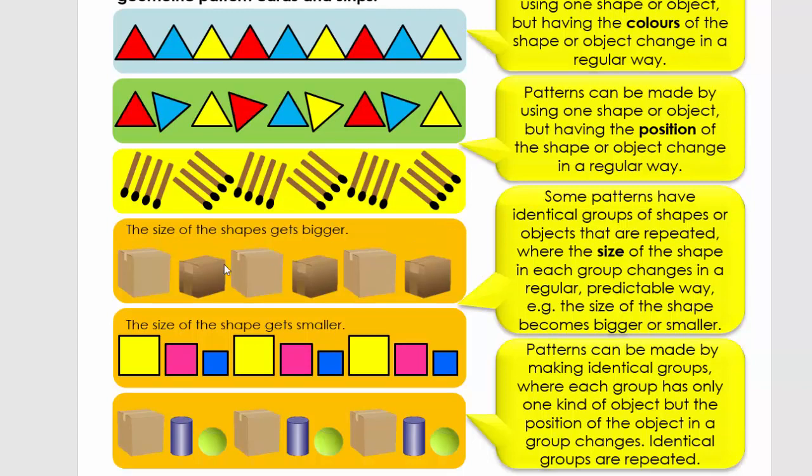Then the next type of pattern, and it's always nice if you use concrete resources here, is where you use different sizes.